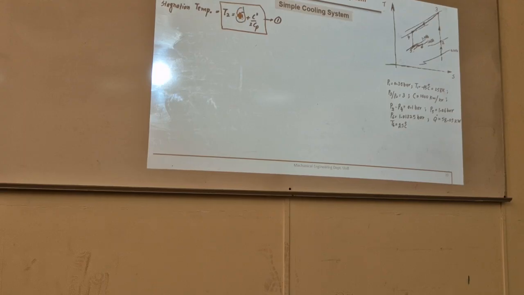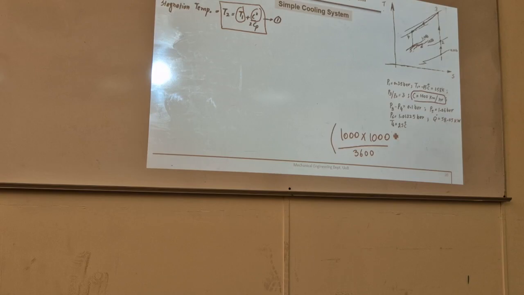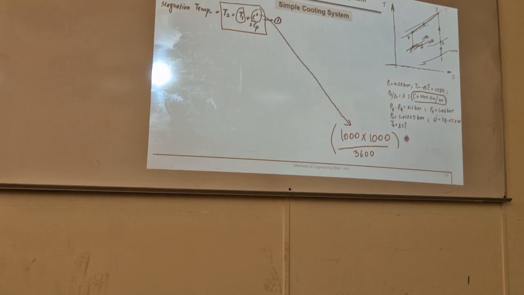T1 is given. Velocity is given in what units? Kilometers per hour. So converted, this will be 1,000 multiplied by 1,000 meters. Now per hour must be converted to seconds, 3600. So now this will be the velocity, the c square term. I'm talking about this c square term. This will be in meter per second because there is square, so it will be meter square per second square. In other words, c is in meter per second.